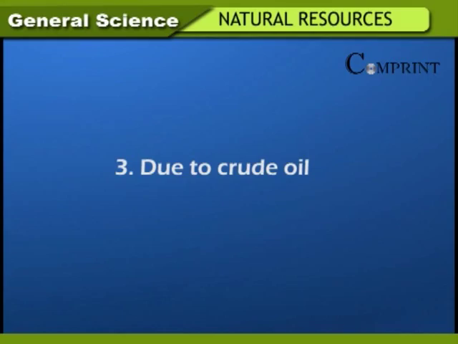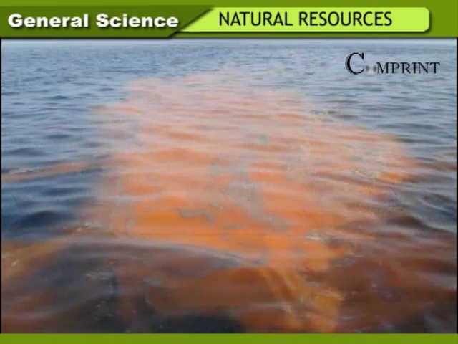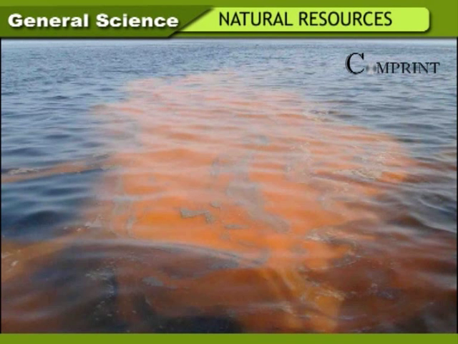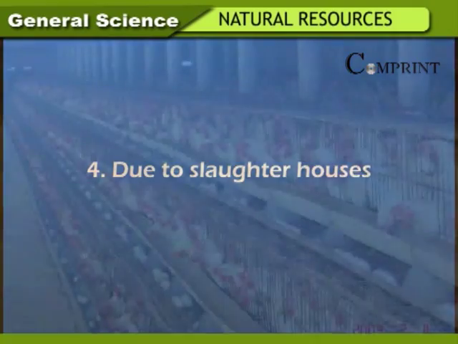Due to crude oil. Throughout the world, special ships carrying crude oil, tankers, travel from one country to another by sea routes. If there is an accident, this oil is released into the seawater and spreads as a layer for many kilometers on the seawater.